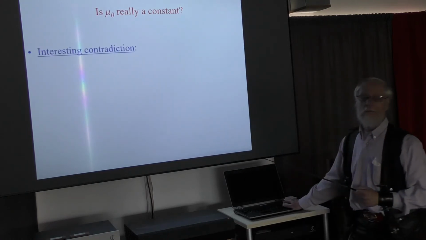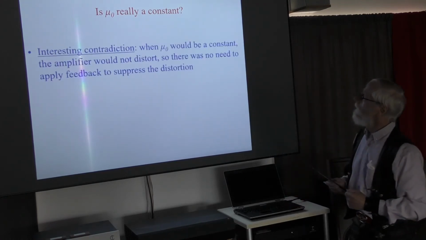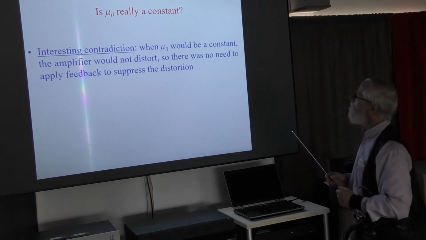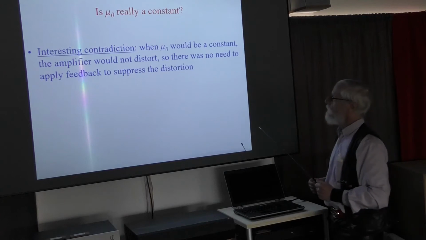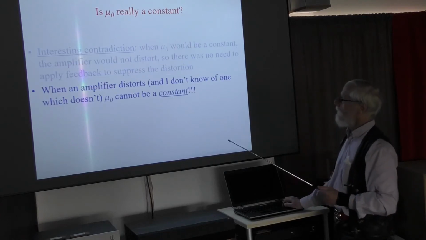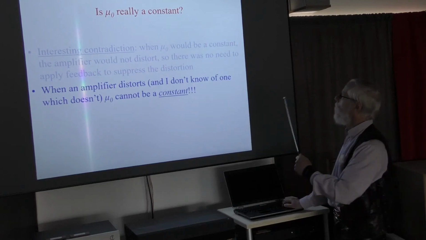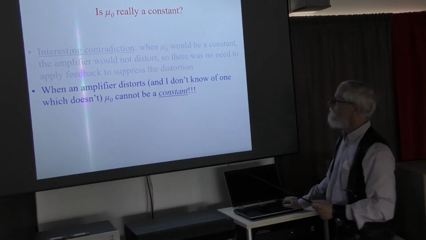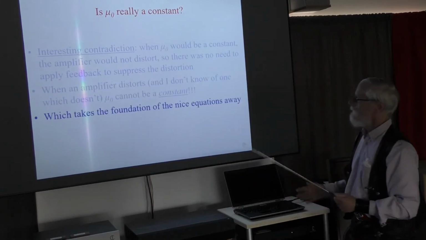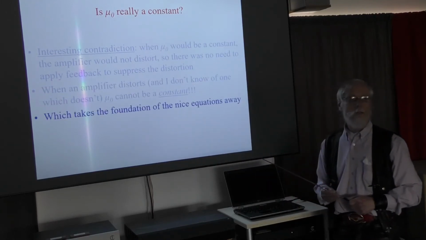So we end up with an interesting contradiction. When mu0 would be a constant, the amplifier would not distort, so there was no need to apply feedback to suppress the distortion. When an amplifier distorts, and I don't know one which doesn't, mu0 cannot be a constant. And that takes the foundation of the nice equations away.